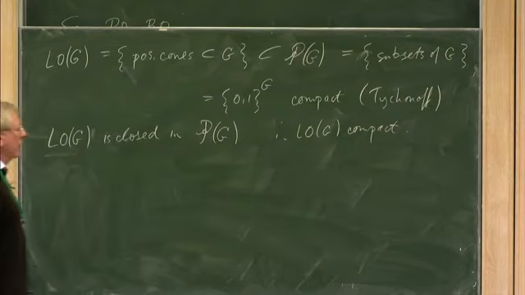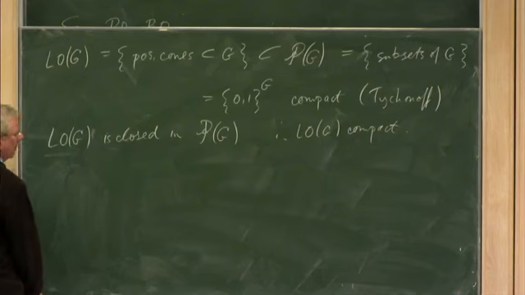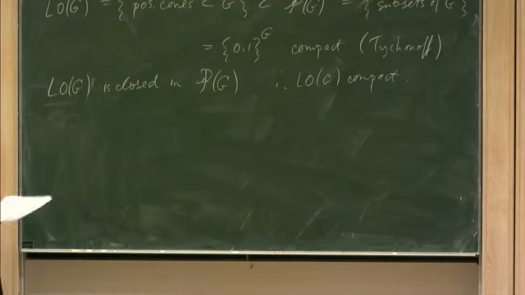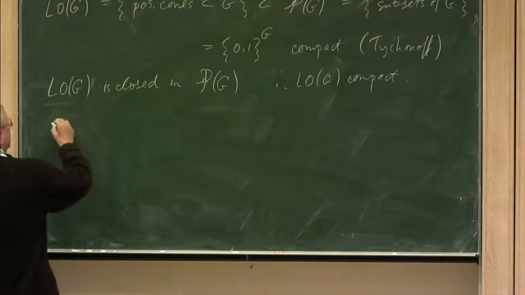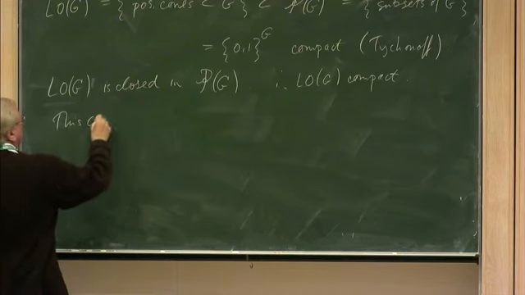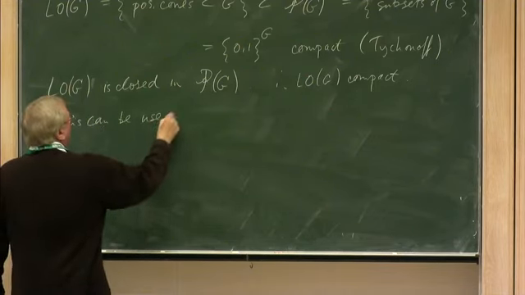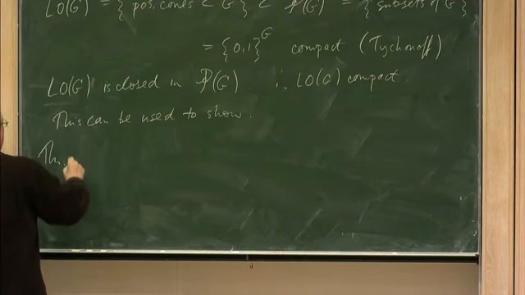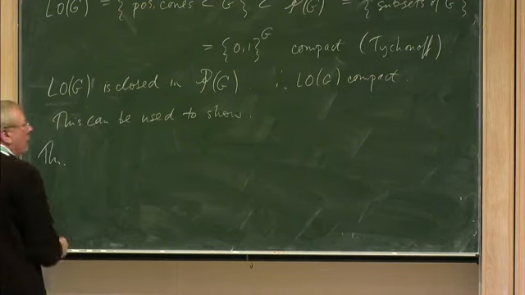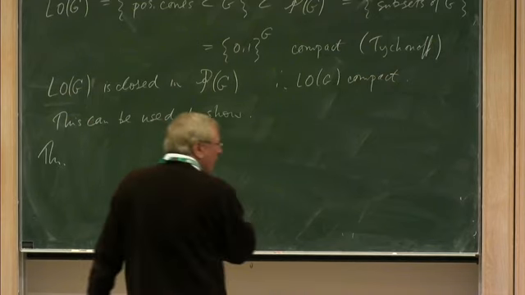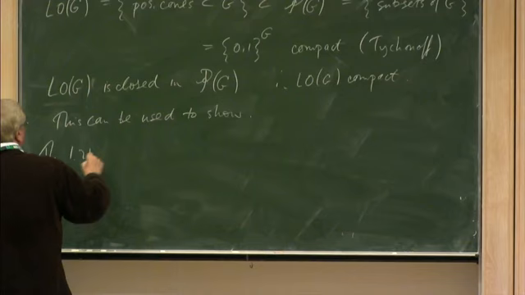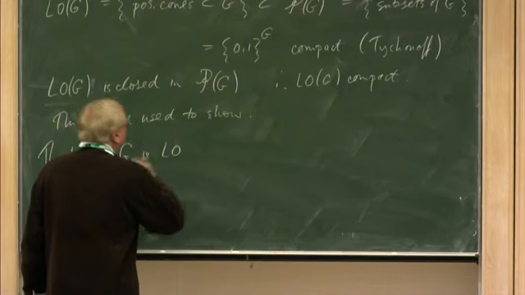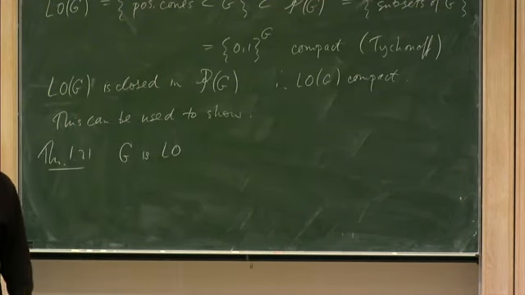Again, I'm not giving any details, but I think it might make sense that compactness might be used to prove something like this. This can be used to show that you can characterize left orderability of a group just in terms of its finite subsets.